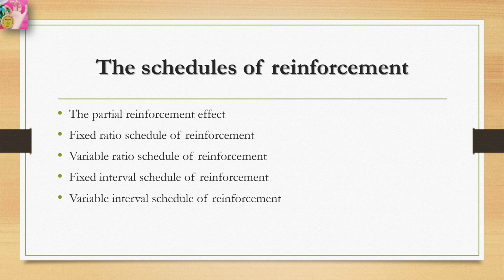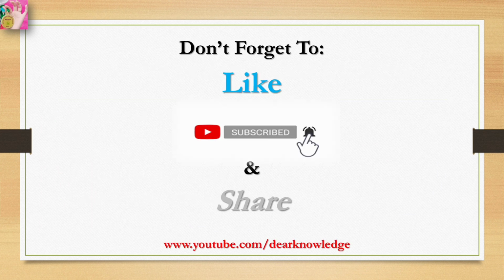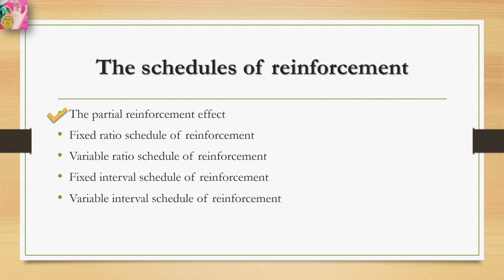Now, the other way in which rules of reinforcement can differ is in whether the number of responses or intervals of time is fixed, which is the same in each case, or variable, which is different, or a different number or interval is required in each case. So it is possible to have a fixed ratio schedule, a variable ratio schedule, a fixed interval schedule, and a variable interval schedule, which we will be learning in the upcoming lectures.